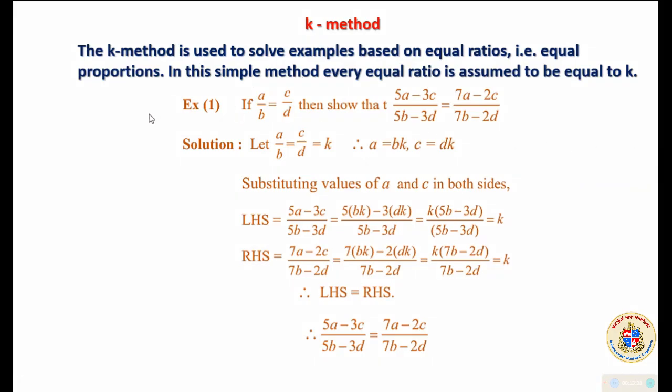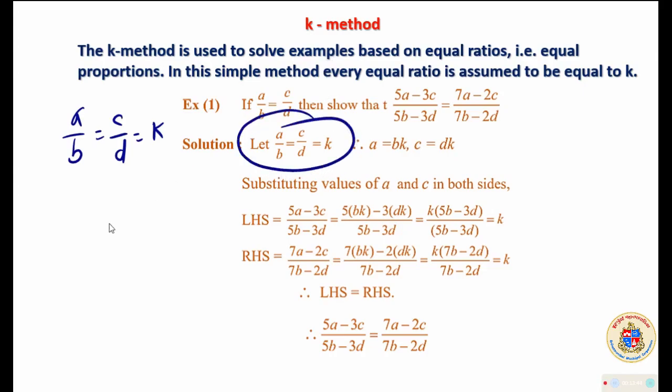You already know what a method means. A upon B is equal to C upon D, so there is a common K for comparison. So you convert the given equation into that K format. If A upon B is equal to K, we know A is equal to BK, that is how to write it. And substitute in the case of A, BK, and in the case of C also DK. When you substitute that, you will see that the equal ratios respond.